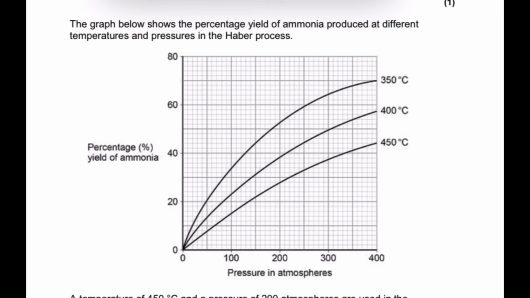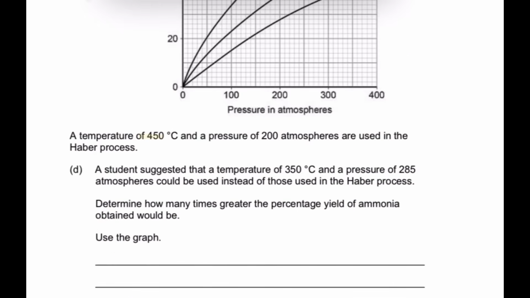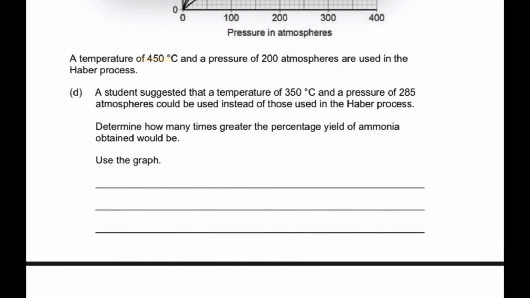The graph below shows the percentage yield of ammonia produced at different temperatures and pressures in the Haber process. A temperature of 450 and a pressure of 200 atmospheres are used in the Haber process. A student suggested that a temperature of 350 and a pressure of 285 atmospheres could be used instead in this Haber process.